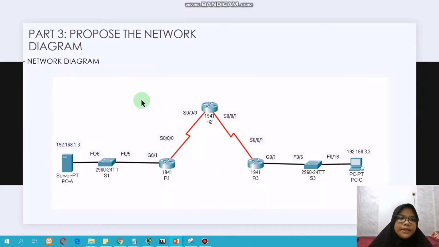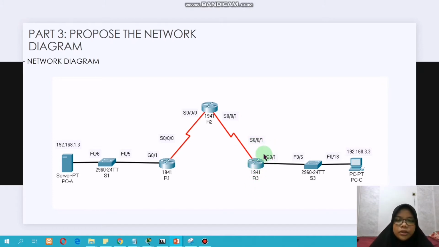So for part 3, propose the network diagram. This is my network diagram. I use 3 routers, 2 switches, 1 server and 1 PC. This is my serial cable from router 1 S0/0/0 to router 2 using S0/0/0, and for router 2 to router 3 I'm going to use serial cable S0/0/1 to S0/0/1.